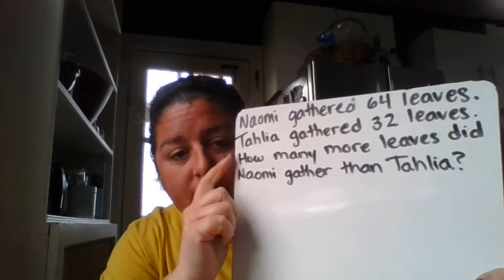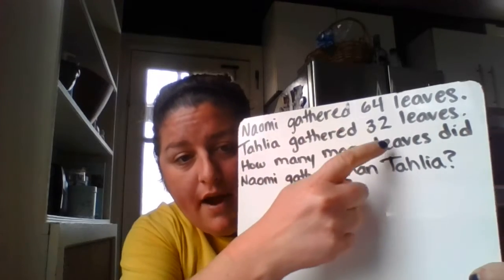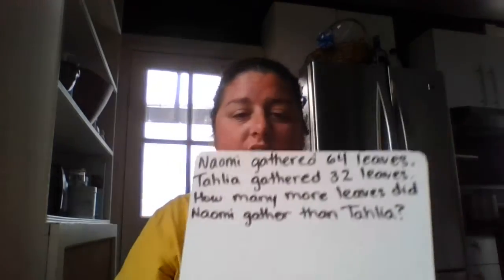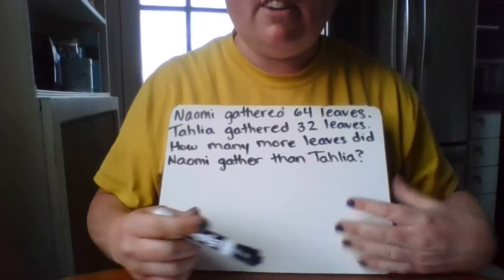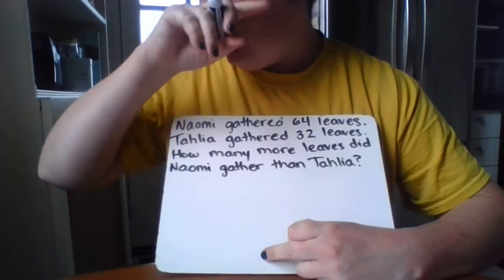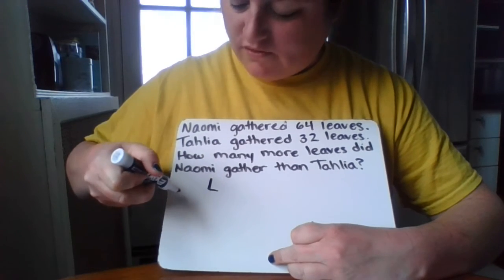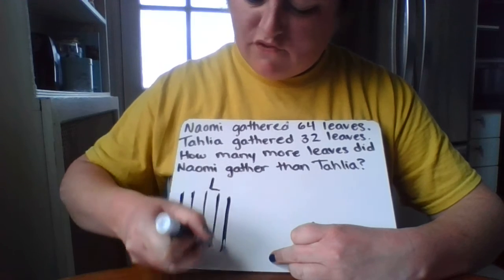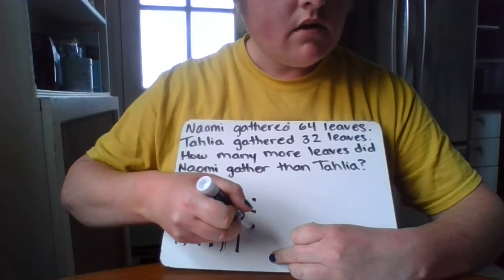What we're trying to figure out is how many more did Naomi have? So you're going to be comparing 64 and 32, not adding them together. So let's look at how we would do that. So usually when you're comparing, it's a lot easier kind of to think about it if you're subtracting. So let's start off. We know that they're leaves, and we know we start off with 64. So count with me. 10, 20, 30, 40, 50, 60. And we have 64.